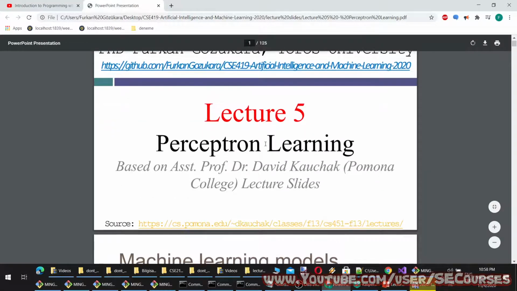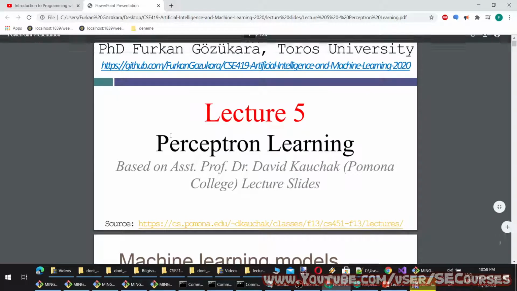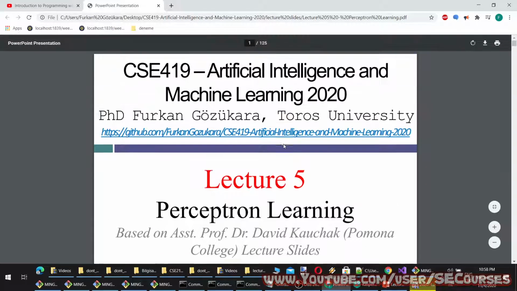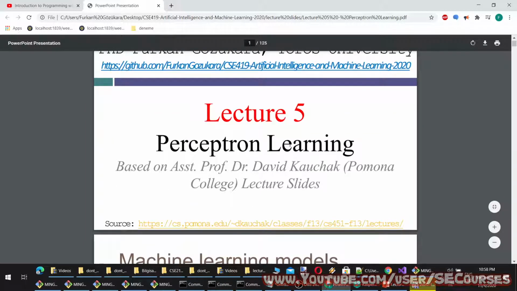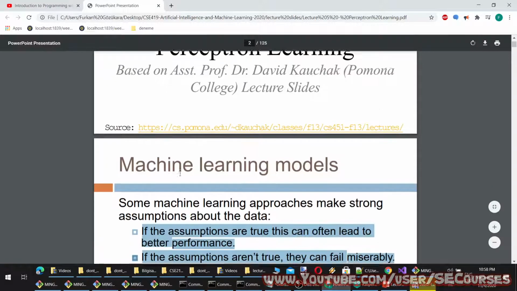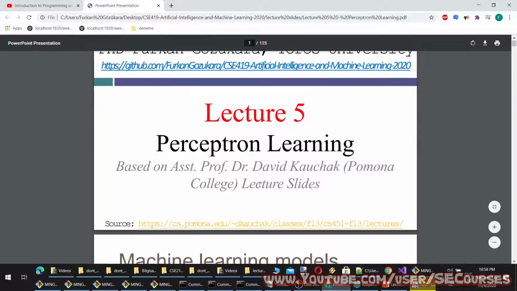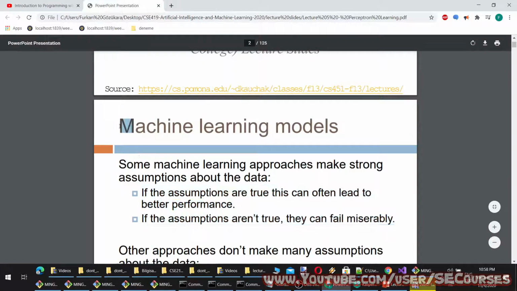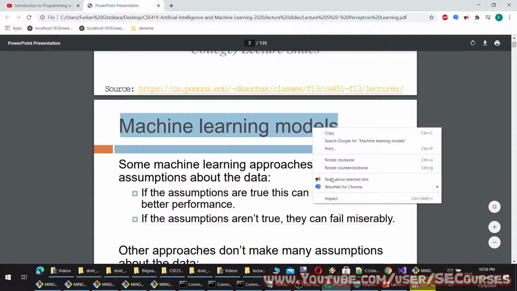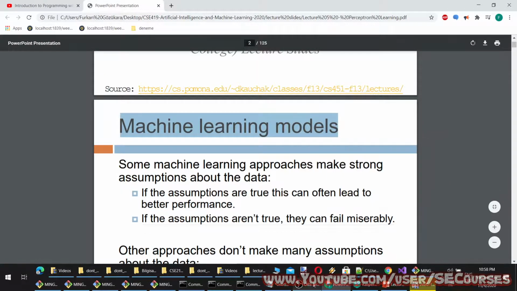Today we are going to see Perceptron Learning, which is one of the most important algorithms of machine learning. It is also the core of neural networks. Probably you have already heard of them previously. So I am hoping that you will give extra attention to this lecture, the Perceptron Learning. Okay, so let's start. Machine learning models.